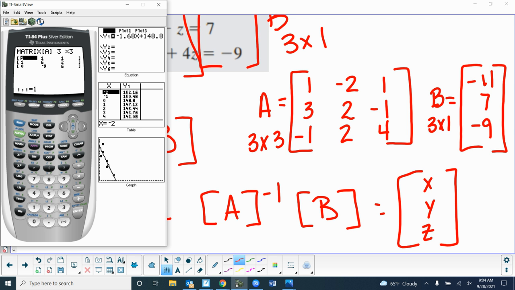You just told it that the A matrix is a 3 by 3. All right? Any questions? 3 enter, 3 enter. Now, when you put these numbers in, it goes across the rows.